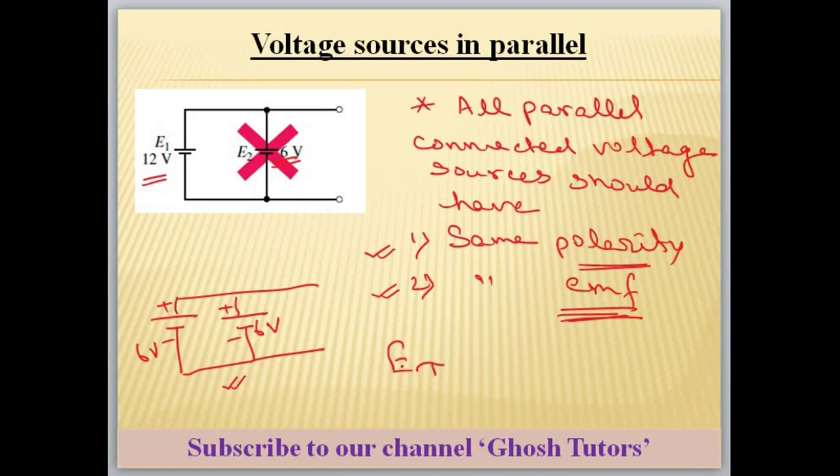What will be your total EMF? Here 6 and 6 are connected in parallel. What will be your total EMF? It will be the same. It means ET is equal to E1 is equal to E2 is equal to E3. Here what will be your total EMF? 6 volt. If 6 volt and 6 volt are connected in parallel, the total EMF also will be 6 volt.